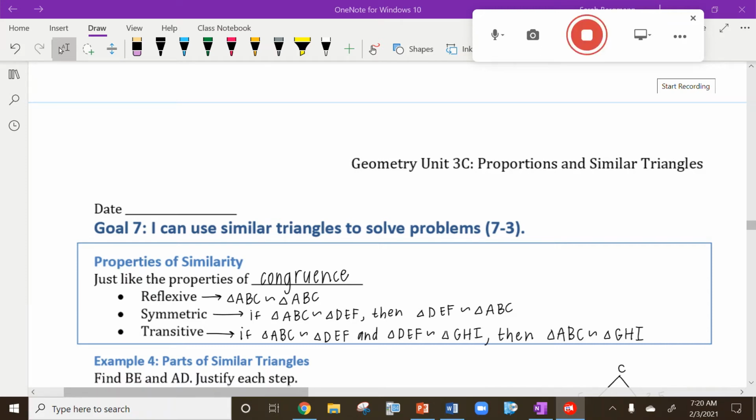Hi everyone! Today we are going to look into using similar triangles to solve problems. Before we get started, I wanted to point out the properties of similarity. They work just like the properties of congruence. Remember, we have reflexive, symmetric, and transitive. And if you need to refresh your mind on those, there they are.